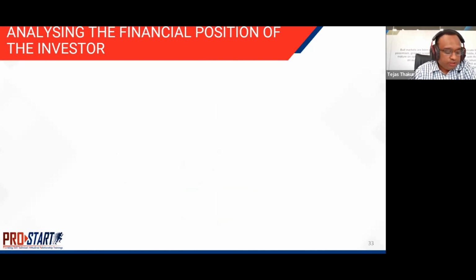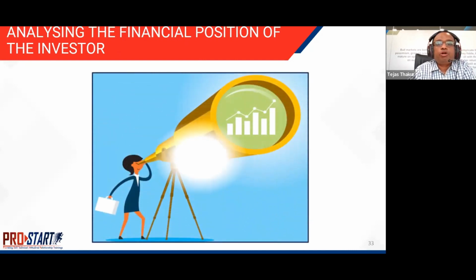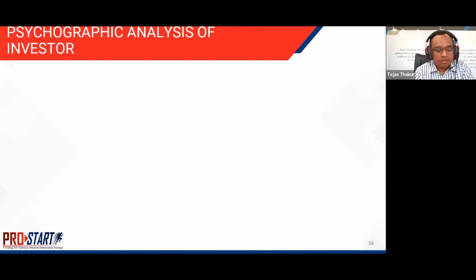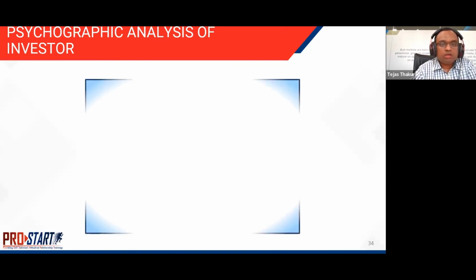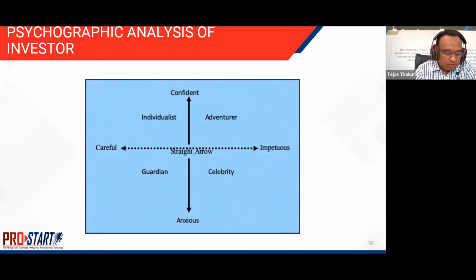Analyzing the financial position of the investor. I think that becomes a very important step before you can form an investment policy statement, because the financial position will help to classify the investor into the kind of investment which can be suitable for the investor. Psychographic analysis of the investor. The investor's traits and personality characteristics also play a very important role in setting the investor's risk profile.